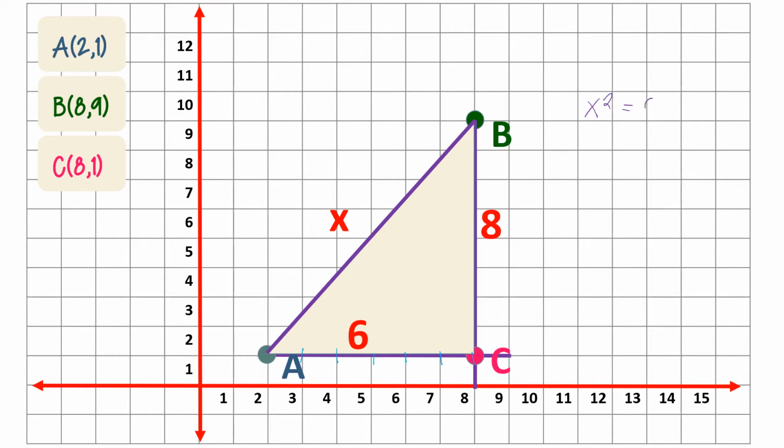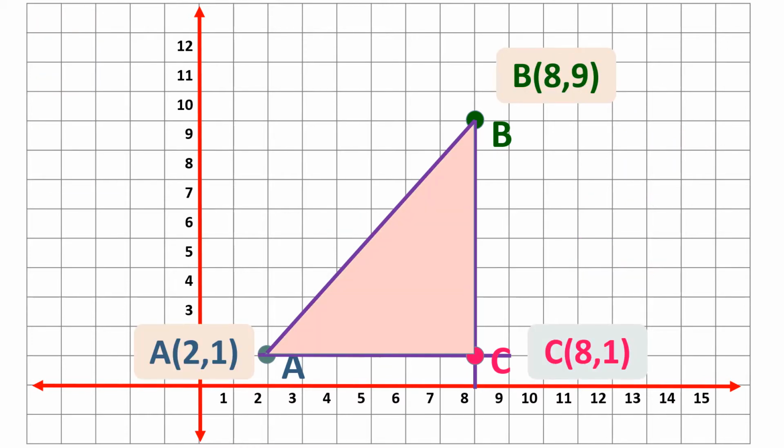So we have x squared is equal to 6 squared plus 8 squared. 6 squared is 36, 8 squared is 64, and 36 plus 64 is 100. Therefore, x is equal to positive or negative 10. But since we're talking about distance, we'll take positive 10. Therefore, the distance between points A and B is equal to 10 units. So, ganun siya, kapag gagamitin natin si Pythagorean theorem.